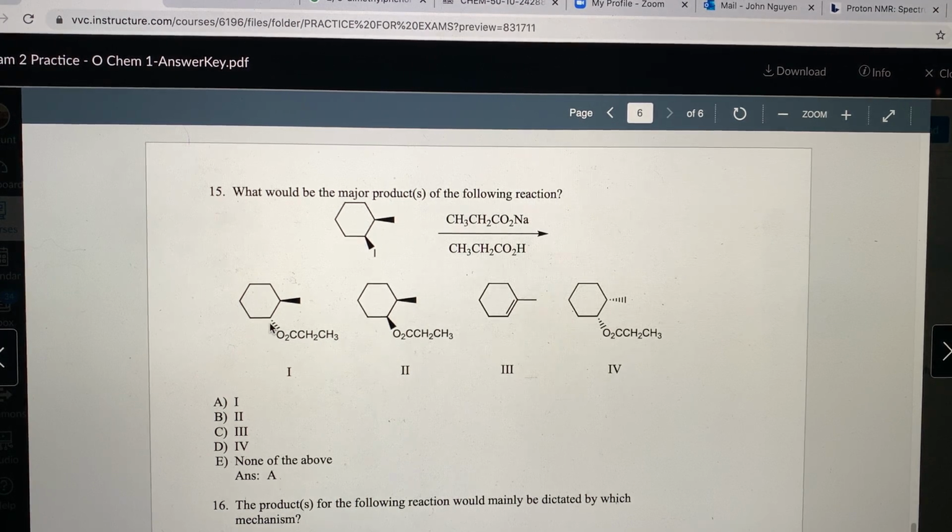If you assign R and S, just for fun, this one right here should be 1, 2, and 3. That should be S, and the hydrogen's away from you, so that's S. And this one right here is R, because the hydrogen's towards you. So it looked like S, it's actually R. So you start out with S, your product is R. Okay, so it's the same way, but it's much easier to see. You start out with cis, you end up with trans, and that's the nature of SN2 reactions. The stereochemistry always gets reversed.